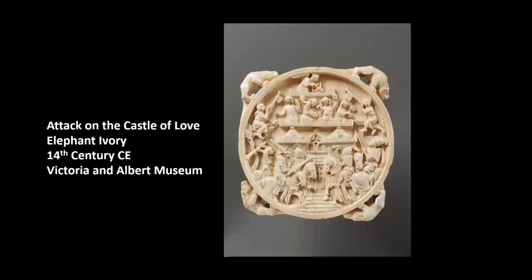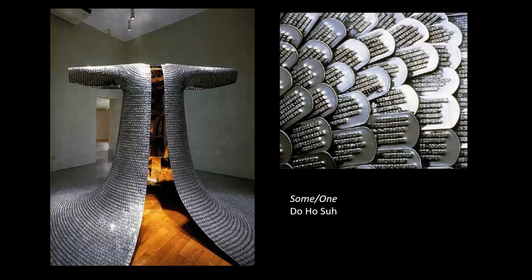Rare materials and prohibited uses. Things like ivory are no longer legally traded in most places, but were more commonly used and traded in the past. And material connotations of class or station, meaning kind of like signals or symbols of a social class or one's position in society. This is Do Ho Suh's Some One.